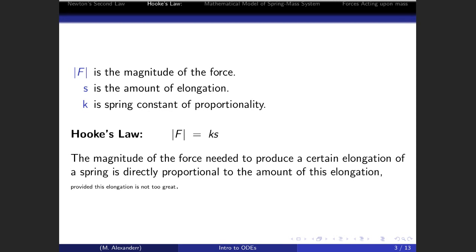But before we go on, there's two things that I want to say. First of all, since this is a physical model, we have to make a little bit of a footnote: the elongation or the stretching is not too great. Okay, so this only works if the stretching is not too much. If you stretch the spring by a whole lot, then most likely you will break the spring, and so all the physics that you deal with doesn't work.